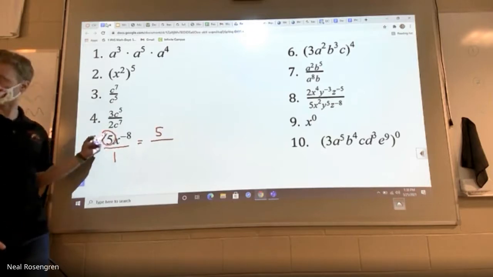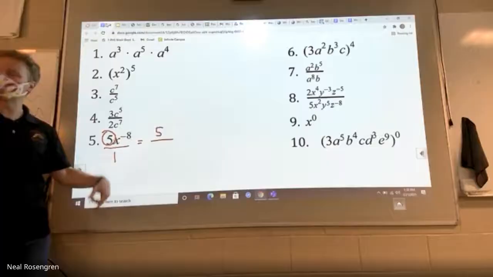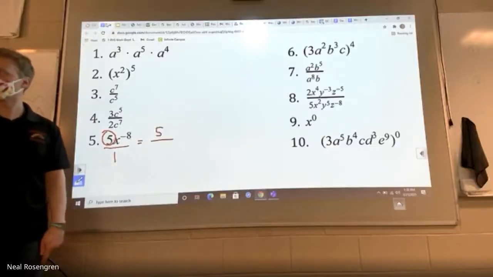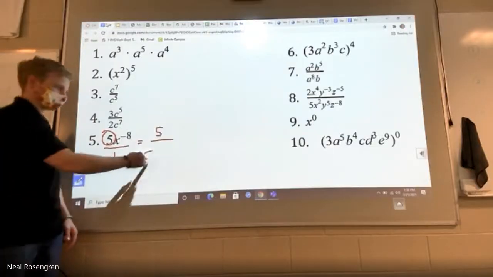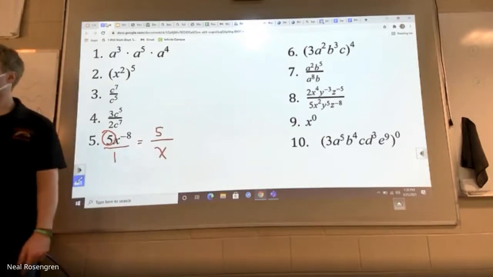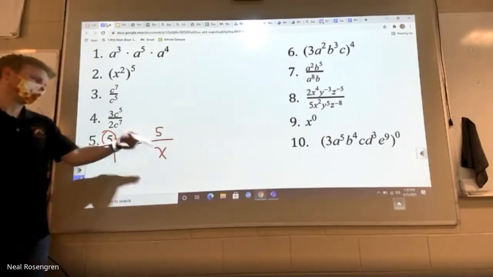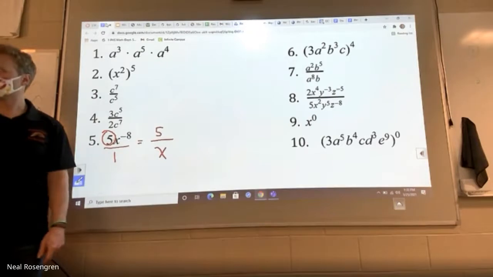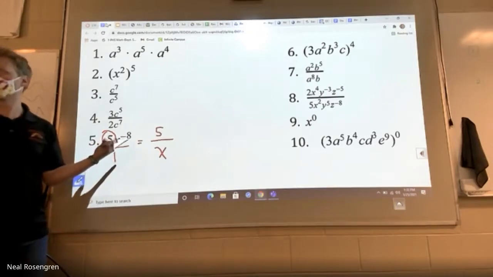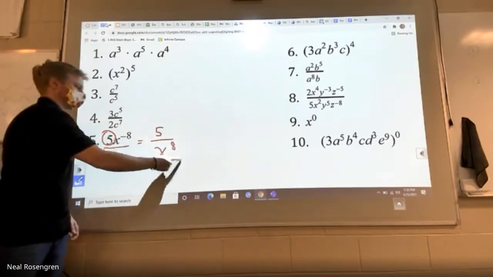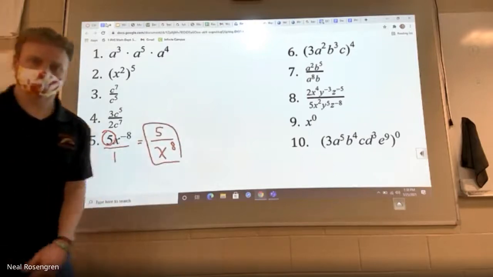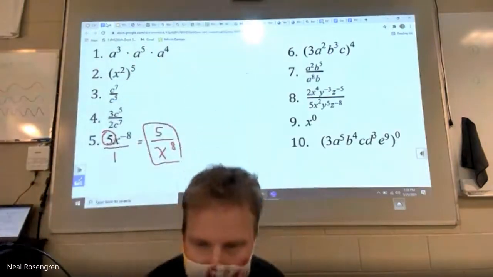Okay, 5's done, right? X to the negative 8. Is this supposed to be up top? No, it's got a negative exponent. Let's move it to the bottom. But what's the new exponent now that we've made the switch? It was negative 8. There we go. Hey, thanks, Rosie. Gotcha.